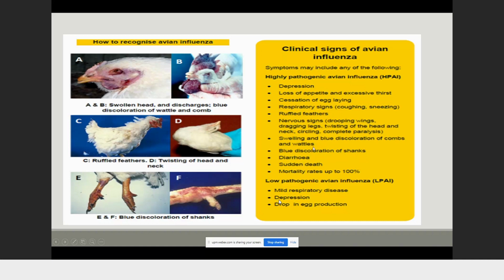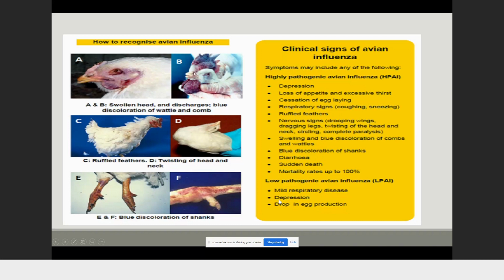Remember, as I said just now, apart from respiratory signs and nervous signs, there will be also GIT signs, which are diarrhea, sudden death, and also as pointed out earlier, for highly pathogenic avian influenza in commercial chicken, most of the time the mortality rate is 100%. Whereas for low pathogenic avian influenza, it leads to mild respiratory disease, depression, and drop in egg production. Okay, these are examples of the signs or findings.